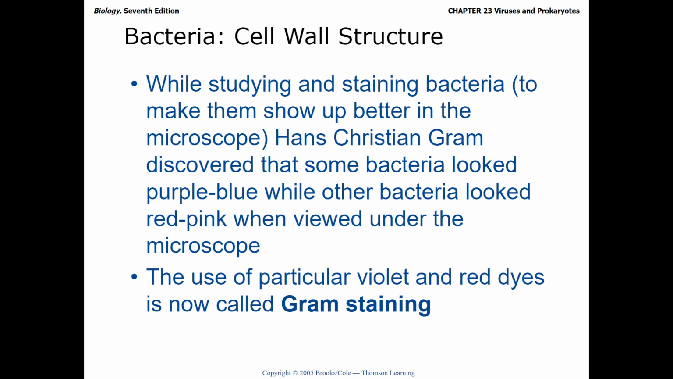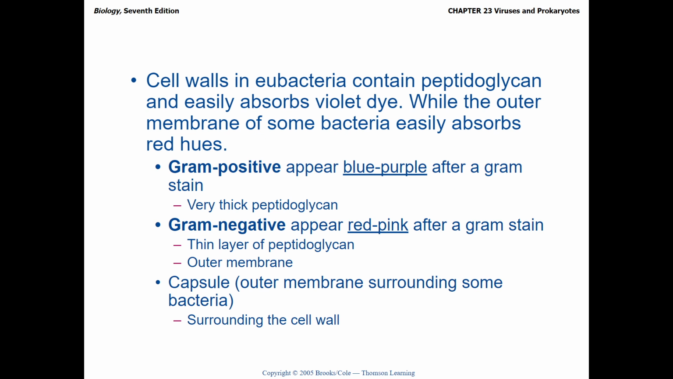Next, let's look at bacteria's cell wall structure. While studying and staining bacteria in order to make them show up better in a microscope, Hans Christian Gram discovered that some bacteria looked purple bluish, while others looked red pink. And that's when he viewed it under the microscope. That's why we call the staining of certain types of bacteria Gram staining, because of his observations.